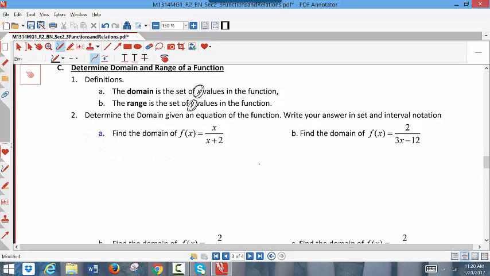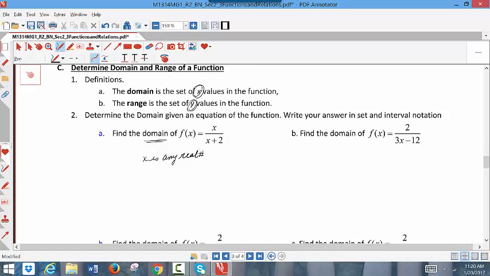So now it gives me examples. It says determine the domain. In this case, it's just asking for domain, and then write your answer in set and interval notation. Okay, when someone asks you for the domain, they're asking what x values can I put into this equation? Well, you can pick any old x value you want. So your first thought is x is any real number.